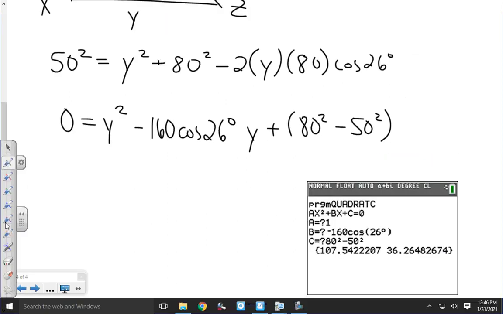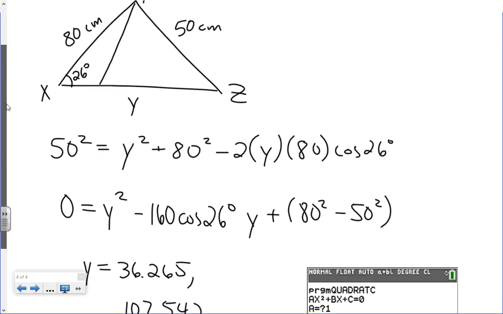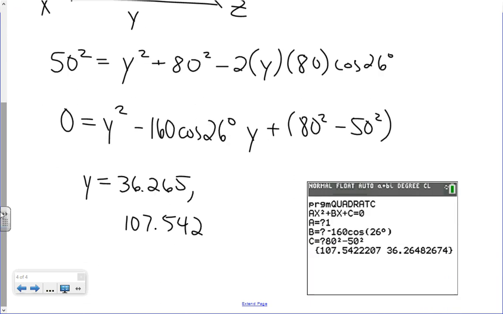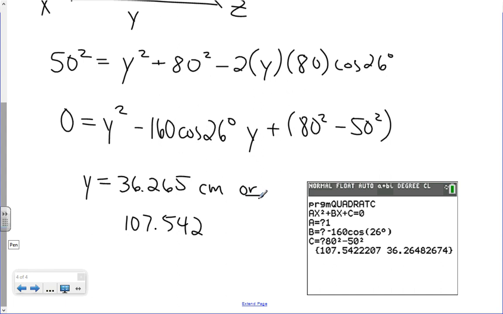So what does y equal? Y is equal to, I'm going to write the smallest one first, 36.264 or 265. And the other solution is 107.542. All right. Make sure that we include units if we have them. We do have units, so I should add the units on there. Those are both in centimeters. Now that gets us the value of what side length y is equal to.